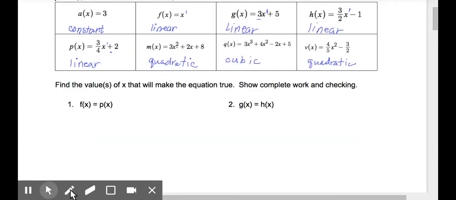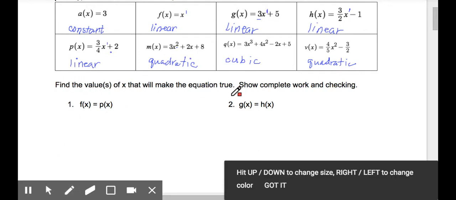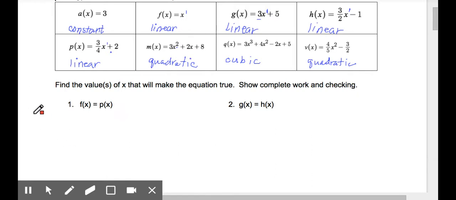So here we are asked to solve or find the values of x that will make the equation true. So in other words, solve this equation. We're asked to show complete work and checking. Okay, so number 1 says f of x equals p of x. So we have to get f of x. F of x is right here, and we notice that it's equal to x.